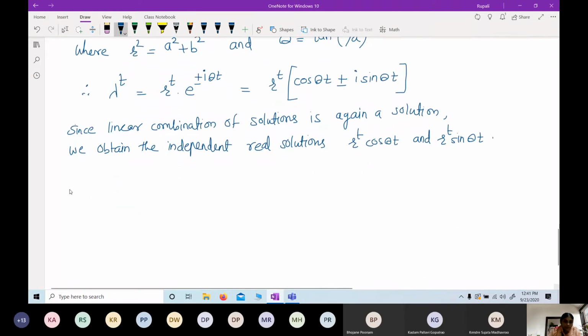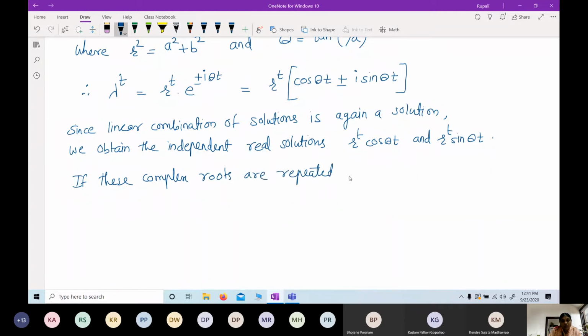And if these complex roots are repeated, then they can be handled in a similar way as repeated real roots.